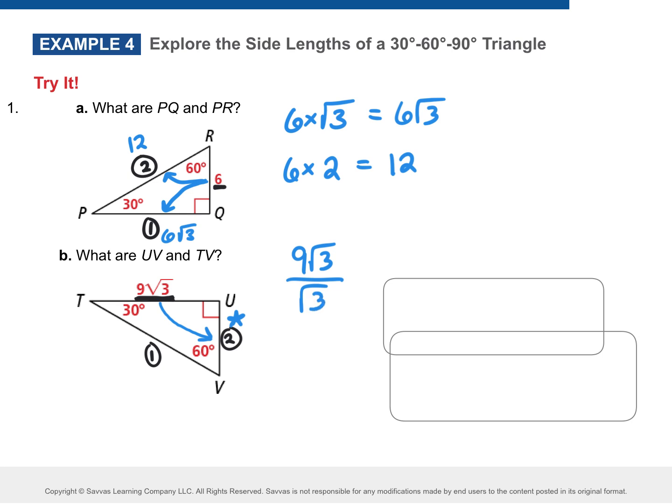What is really nice about this one? Square roots of 3 can cancel, so I'm left with 9. What did that 9 just give me? That gave me my short leg. Okay, so now how do I find the hypotenuse? Yep, and again, can I go from long leg to hypotenuse? No, so you always have to go from that short leg. Short leg to hypotenuse, I take 9 times 2 to get 18.